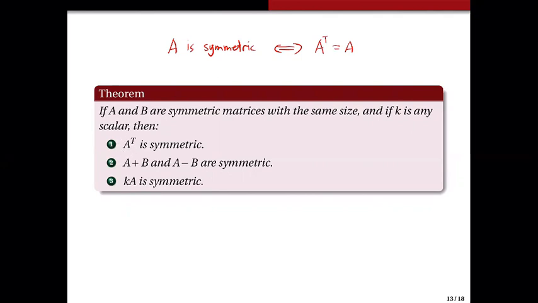Why? Because A transpose is equal to A. So this is the proof of one. But A is symmetric, therefore this A is also equal to A transpose. So if you transpose A transpose, you still get A transpose. That's why A transpose is symmetric. Okay?